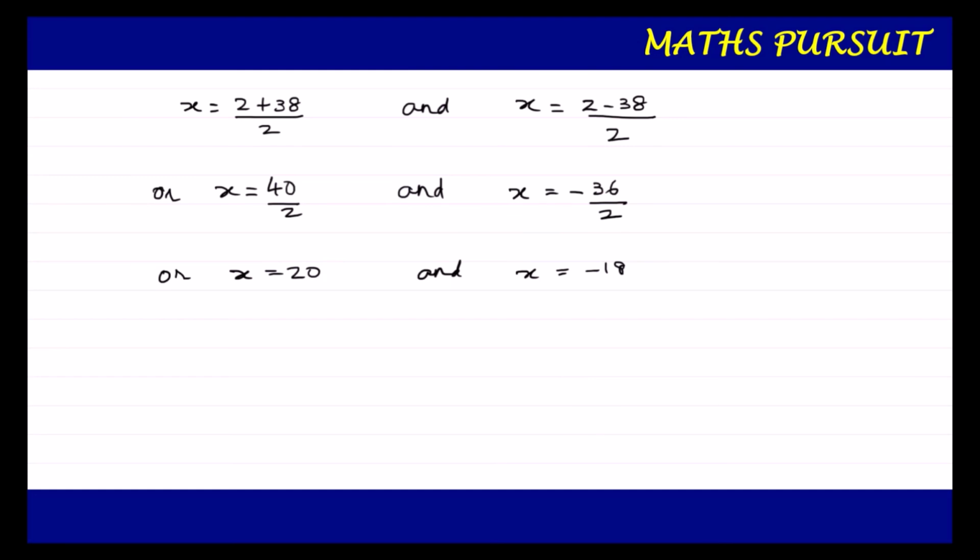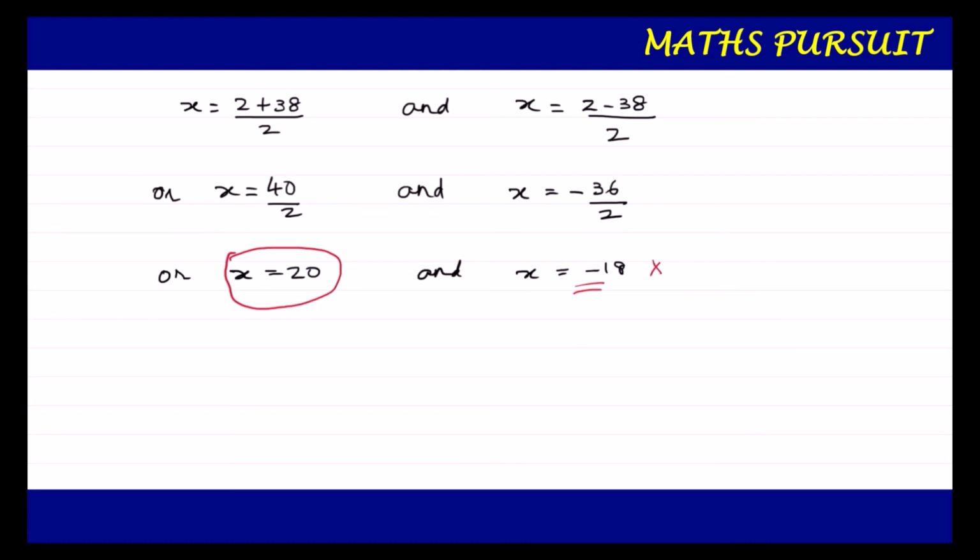But this x is equal to minus 18 is not a valid one, because the original price of a toy cannot be negative. The price of anything cannot be negative. So we can eliminate this one and we will go with x is equal to 20. Therefore, I can write the original price of the toy is equal to x is equal to 20.